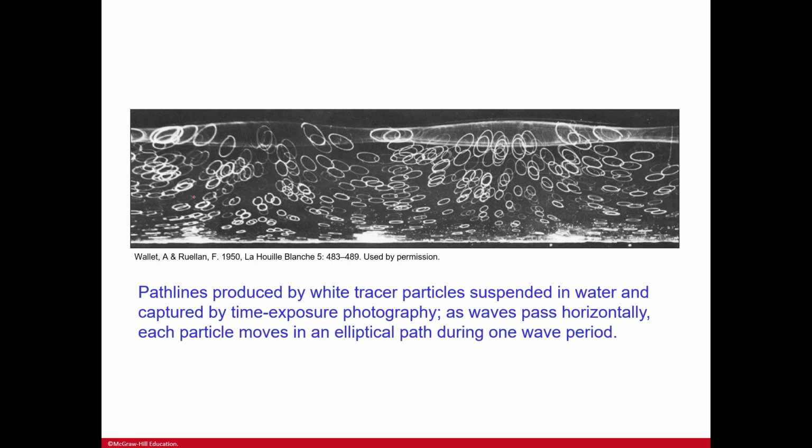As waves pass horizontally, each particle moves in an elliptical path during one wave period. And so you can see these wave periods. We've got a wave period and a wave period. And so we've got some paths here, right? And an elliptical, you can see it. You can almost see the streamlines, right? I know you can't map a streamline here because that's a mathematical thing, so you're not going to be able to do it, but you can see the pattern of it.